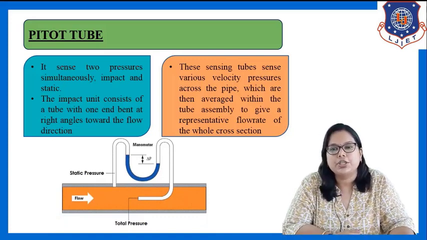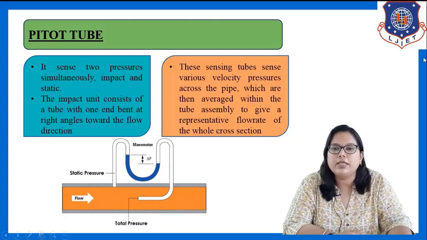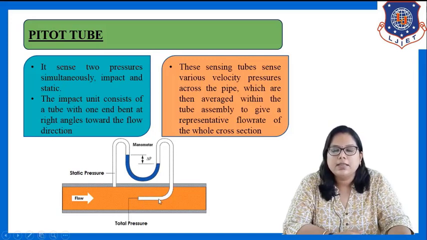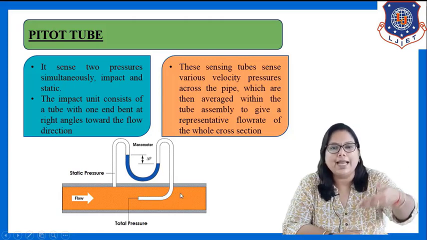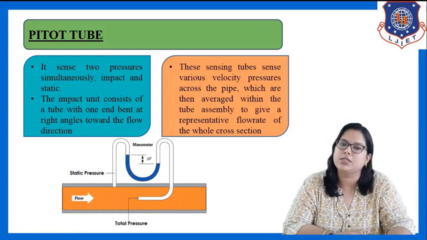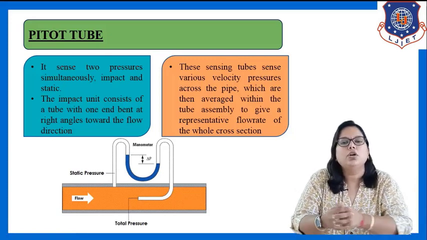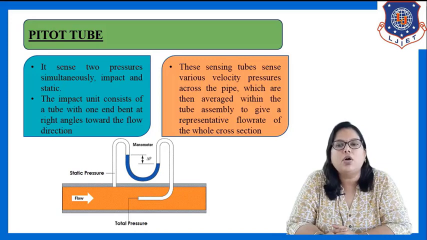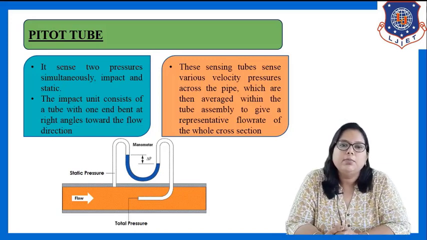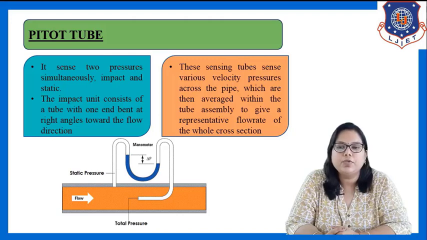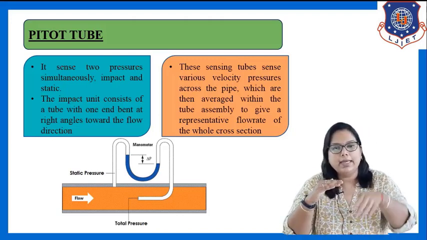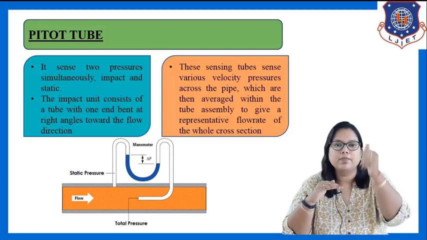You can see in the sketch, this one end of the flow meter is deep in the flow area and it is bent at an angle towards the flow direction. So, the Pitot tube basically consists of a tube with one end bent at a right angle towards the flow direction. We can easily understand from the figure. This is the flow direction and the tube is inserted like this.